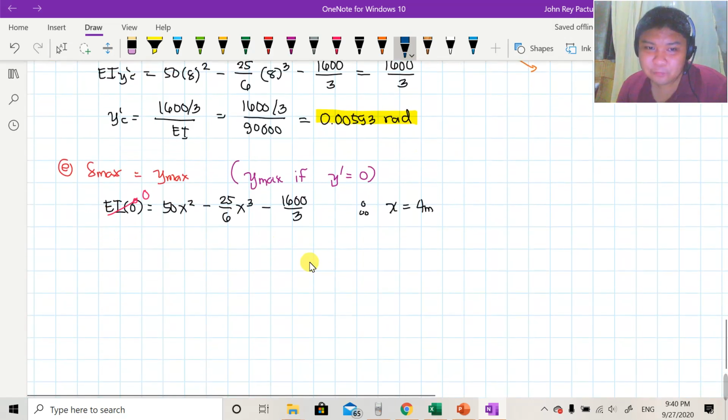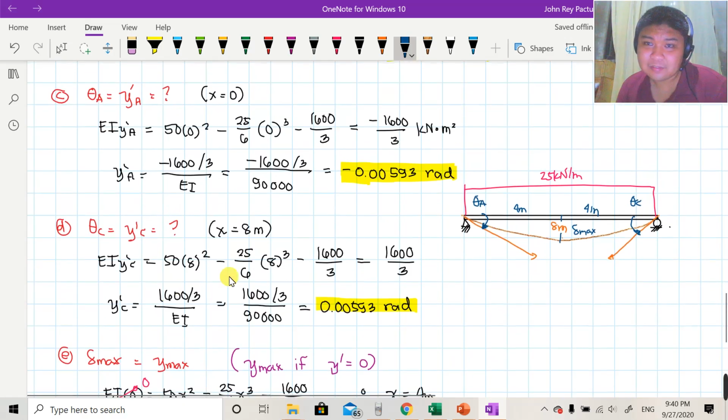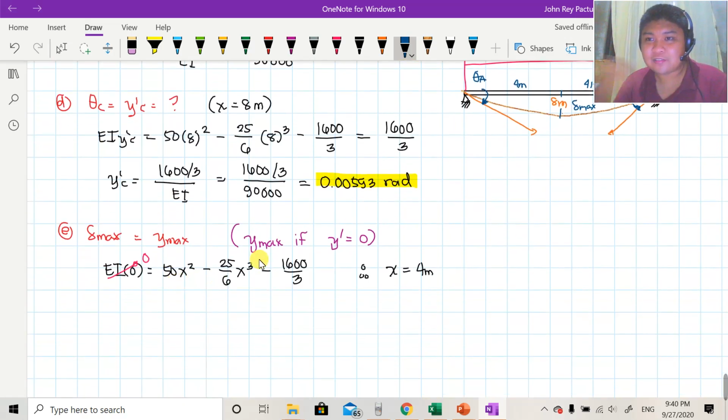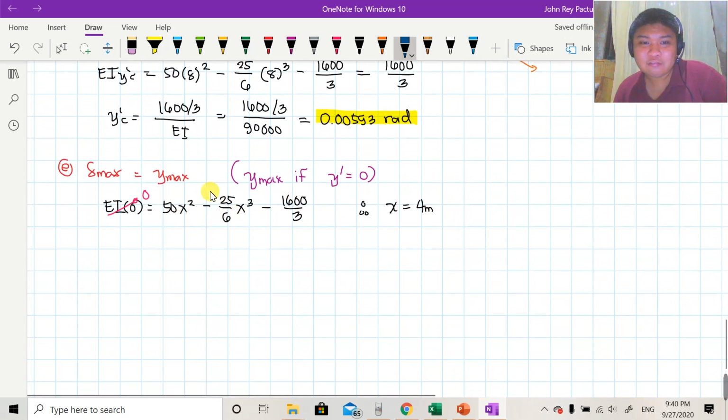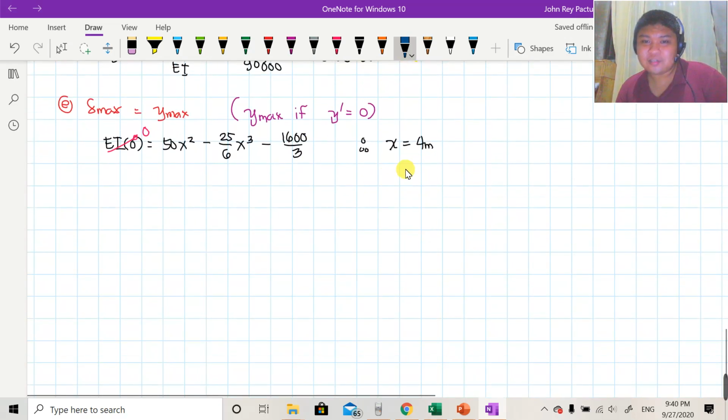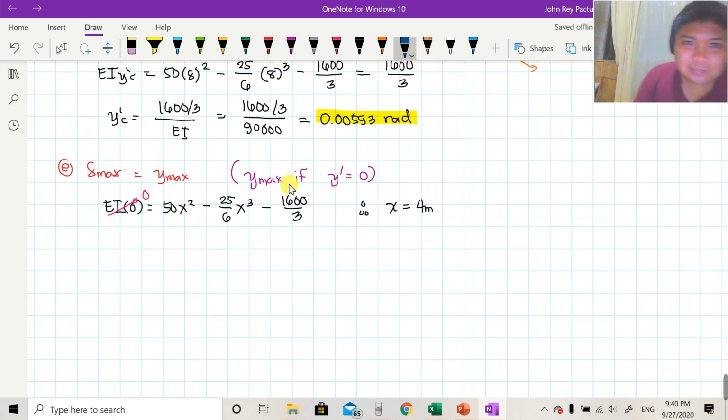Pero for the proof, mathematically, kailangan ko lang, class, na patunayan. And even sa mga susunod na process, kung hindi symmetrical, class, yung loading nyo, ang rule lang naman para mahanap mo yung y max, hanapin mo muna yung value ng x na magseset ng y prime equals 0. So yun, ang x nga natin dito ay 4 meters. So therefore, punta na tayo sa EIy max.